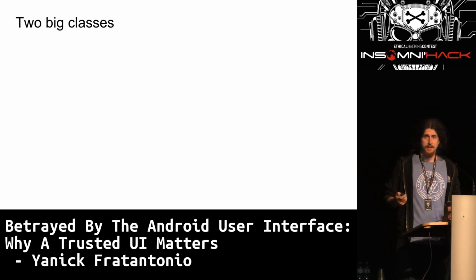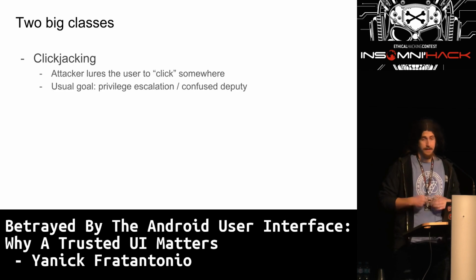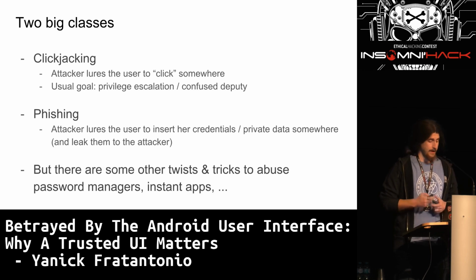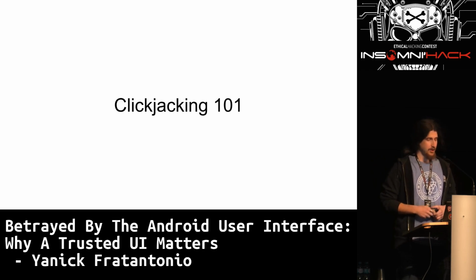Cool. So there are two big classes of attacks. The first one is clickjacking. In clickjacking, an attacker lures the user to click somewhere and to make him do something stupid. The classic goal is privilege escalation or confused deputy. The second big category is phishing, where the attacker tries to convince the user to put his username, password, credit card numbers, and things like this, where he should not put them, in a way that the attacker leaks them and can steal them. It's not only limited to this. There are a number of tricks and twists to these attacks, and some of these involve messing with password managers and instant apps, as we're going to see today. So we're going to start with clickjacking.